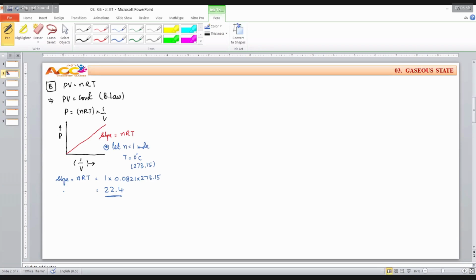Now a question is asked like this: in case of the P versus 1 by V graph, the slope is found to be 44.8 liters. Find the number of moles. If it is 22.4 liters, the number of moles is 1, because we are not going to change this, and we are talking about STP condition. So that fellow can change this value and ask you the number of moles, or they can say if the number of moles is equal to 1, what will be the numerical value of the slope of the graph?